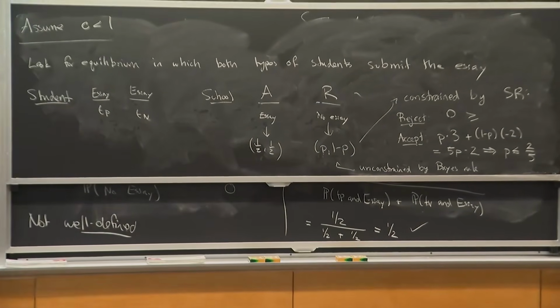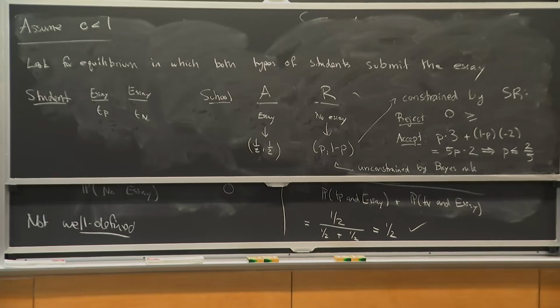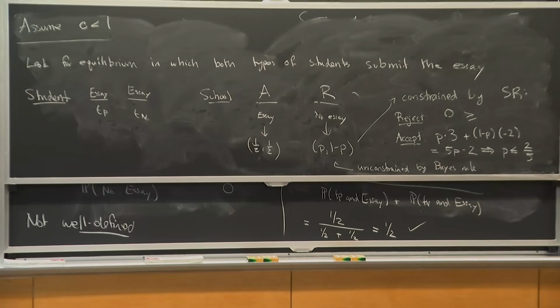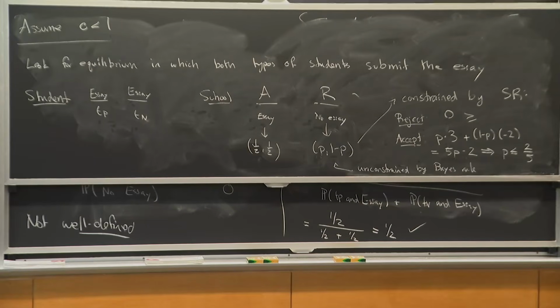Yes? So does that mean that given different students, as long as they can assign one person 0.3 and one person 0.2, any different students who don't submit essays can have different values of P, as long as P is less than 2/5?